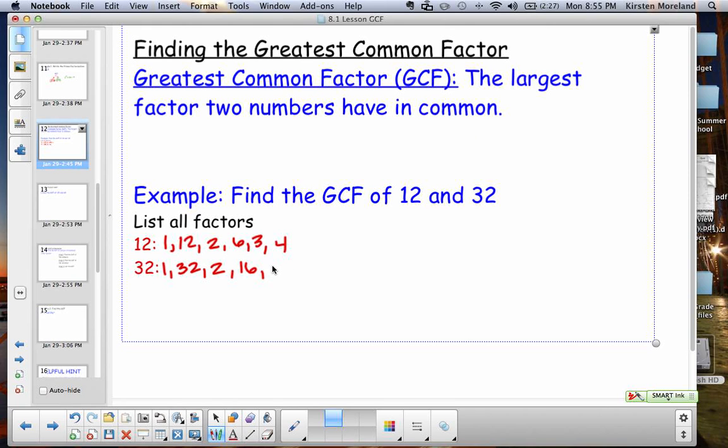And if I wanted to, I could check on my calculator. But it's not, so then I move on to 4 and 8. Not divisible by 5, not divisible by 6, 7, and I'm back up to 8, so I've got all the factors. So then I like to circle the factors they have in common. They all have 1, so I don't circle that.